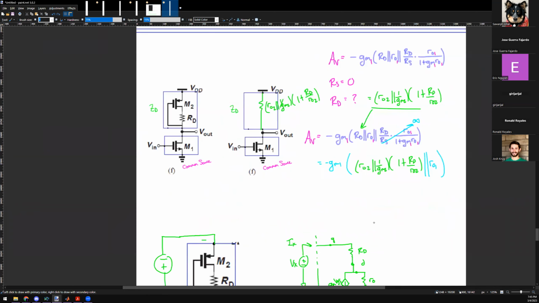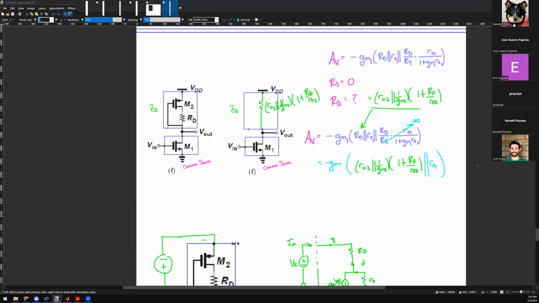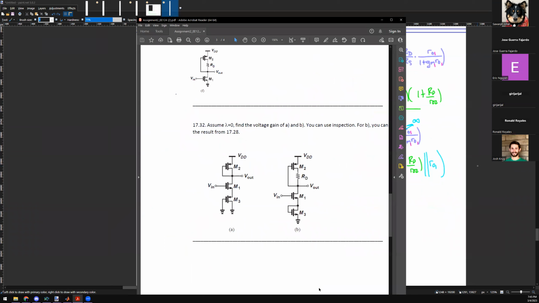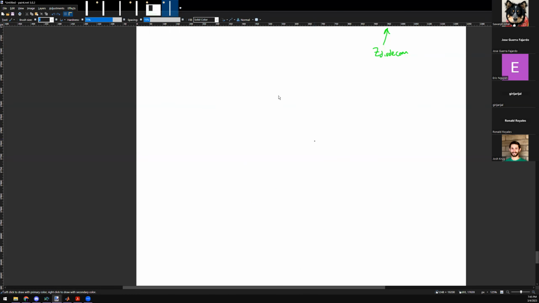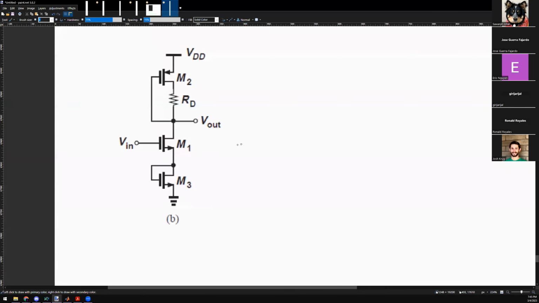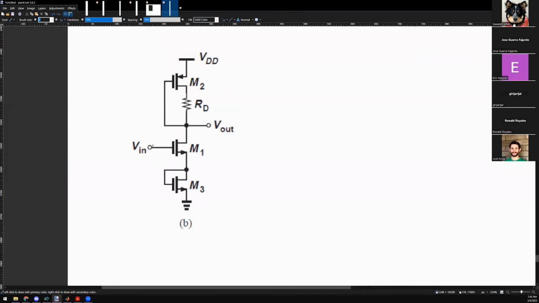Okay, now I think you guys had one more, right? Which one was that question? We have a diode-connected one. Which one, A or B? D. Okay. It's basically the same thing. You see this? You see it's VN?